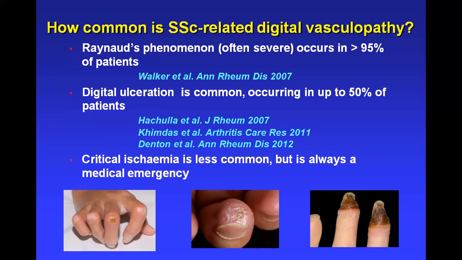Critical ischemia, shown in the bottom right of the picture, is much less common than digital ulceration, but as you can see, can be very severe. Here it's progressed to gangrene and is always a medical emergency. I won't say any more about critical ischemia today.